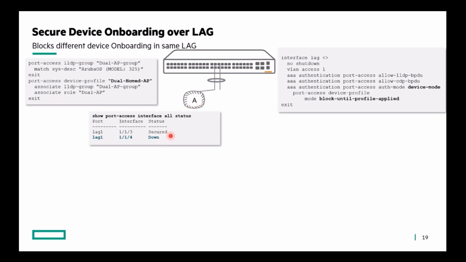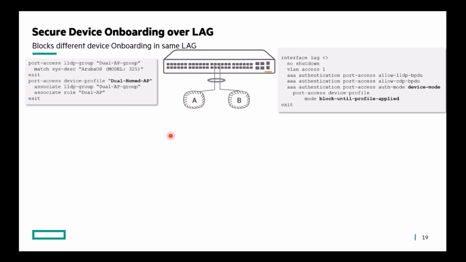Ideally we should have connected the other port of the AP, but I have not done it. So what I will try to do here is connect a different AP in that port. This is a kind of negative scenario, where an admin mistakenly tries to connect a different AP to the same LAG interface. This is not the ideal way to do it. So how can the switch protect from such admin mistakes?